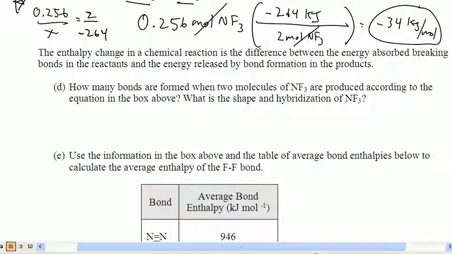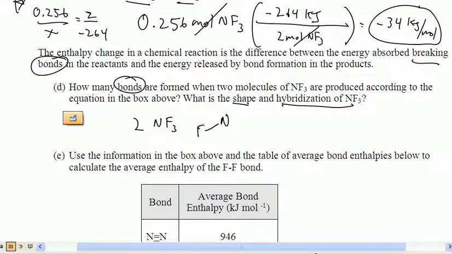All right, D, we're talking about bond energy if you read the problem. Breaking bonds, the word's showing up, bonds. So our old equation is really going to come in handy on this problem. This asks us if you have 2 NF3s, how many bonds do you have? Then it goes on to ask the shape and the hybridization of NF3. All right, NF3 is going to look like this.